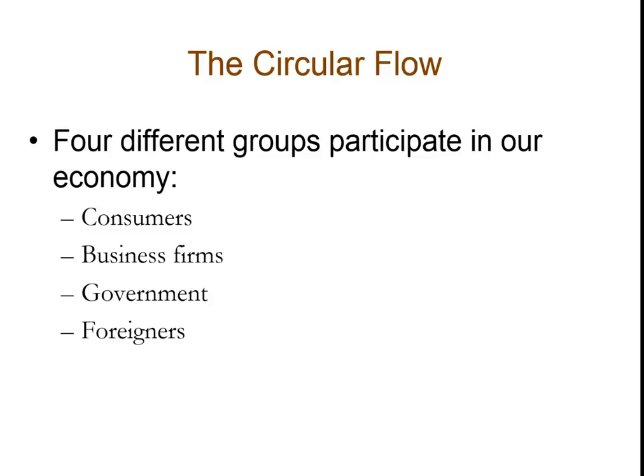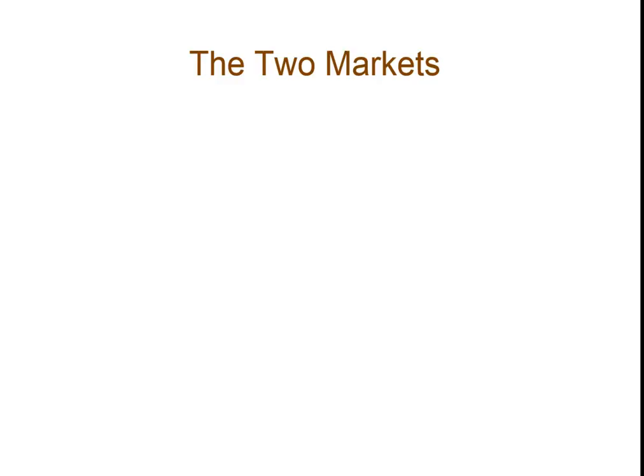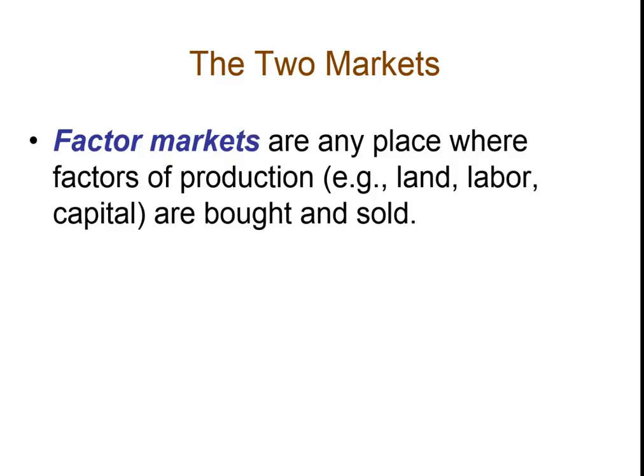Now, let's focus our attention on consumers and businesses. Consumers, are they a supplier or demander? Businesses, are they a supplier or demander? Well, their particular role will depend upon what market we're talking about. And when we talk about markets in the free market, there's really two. There's the factors market. That's where factors of production are bought and sold. These are the inputs needed to produce things.